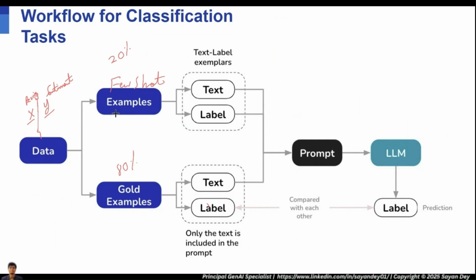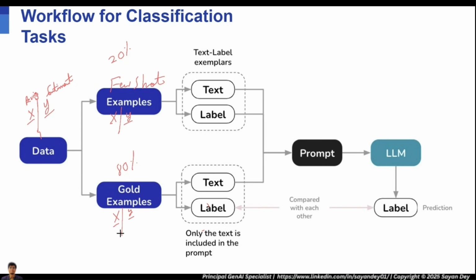Here also you have X and Y, and here also you have X and Y. The format is not different at all. You have simply taken this data and split it into 20% few shot. This is what you will use to fine tune your LLM in terms of giving a good prompt. And this is what you will use to evaluate your prompt. So after the prompt is built, this is what you will use to evaluate.